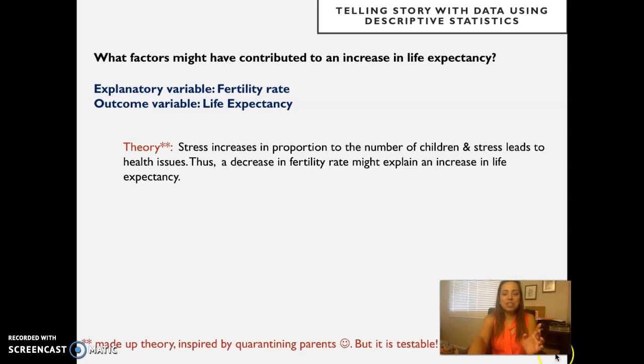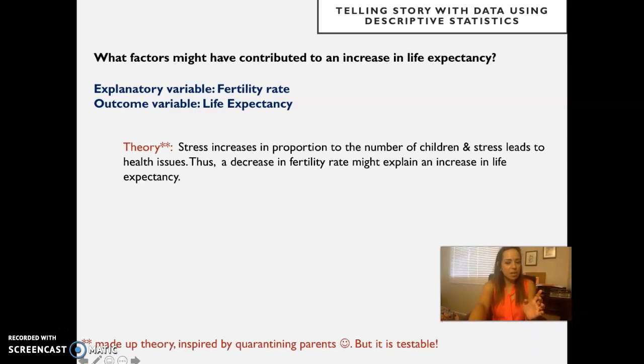Now, note that this is a made-up theory, perhaps inspired by quarantining with a 7-year-old and having to work and help her learn remotely herself at home. Anyhow, the important thing is that it is a testable hypothesis with data.